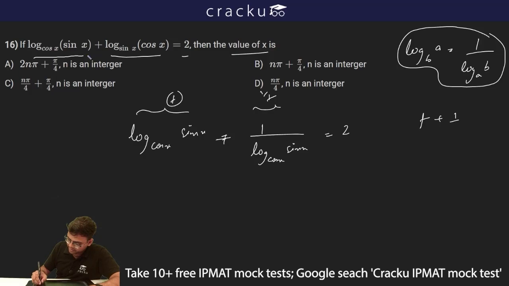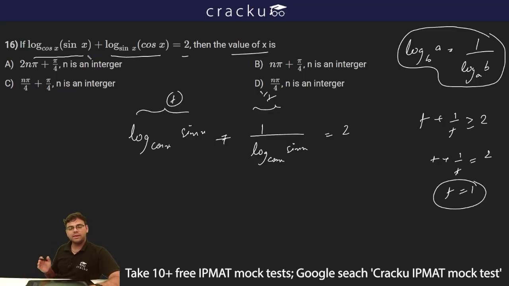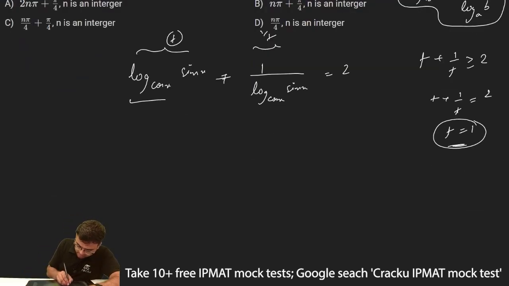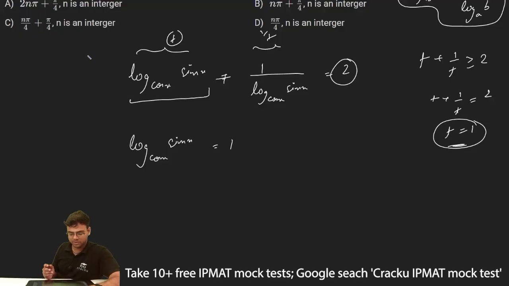And t plus 1 by t is always greater than or equal to 2. T plus 1 by t is equal to 2 only when t is equal to 1. Therefore, I can say this value, that is log of sin x to the base cos x, should be 1. If I am saying this plus this is equal to 2, then this should be 1 and this should be 1, which means log of sin x to the base cos x should be 1.